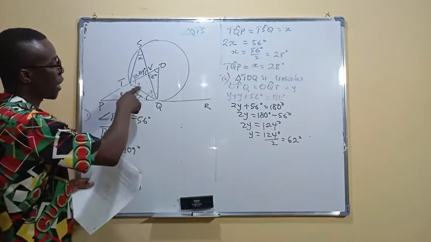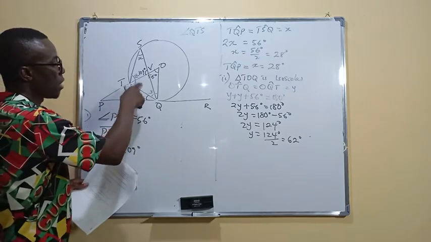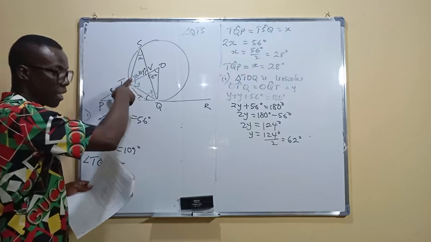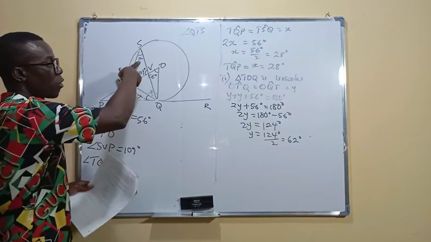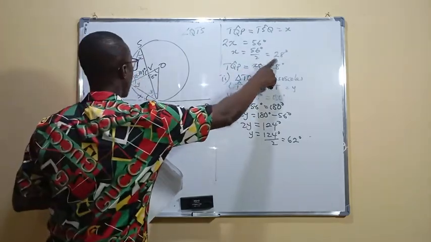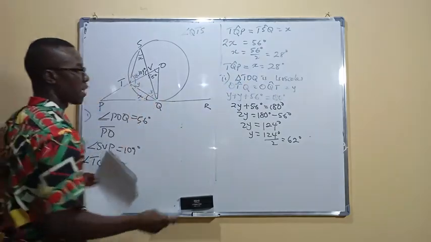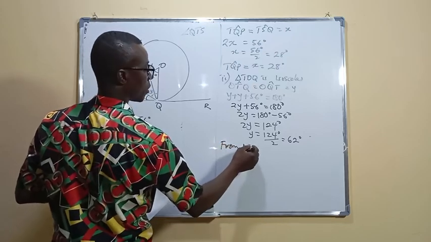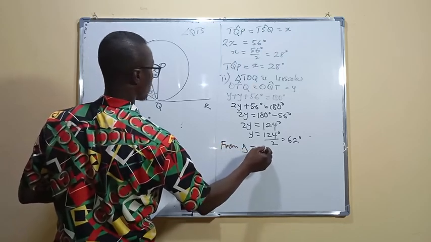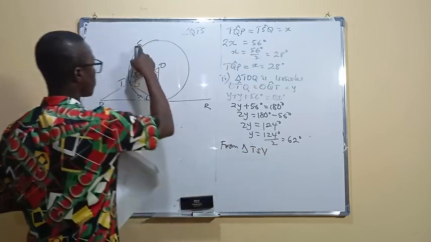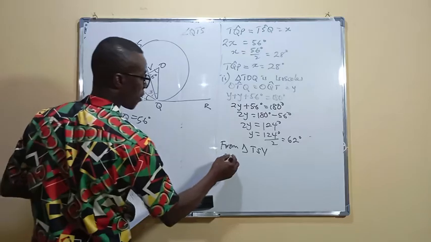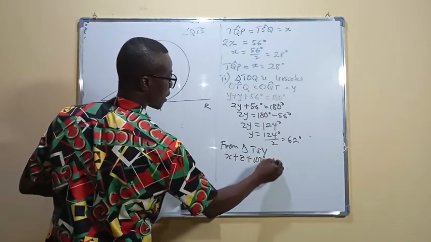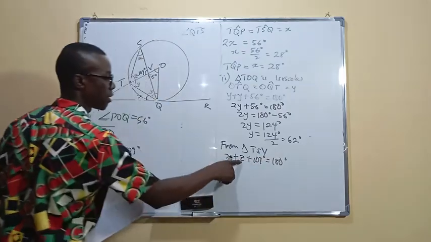So this angle here is 62. Now, since this is 62, I'm left to find z. But don't forget, I found the value of x before, which is 28. I think I can find z. So I'm going to say from triangle TSV, that's from this triangle TSV, I have x plus z plus 109 degrees equal to 180 degrees.